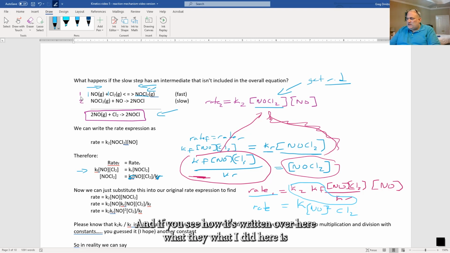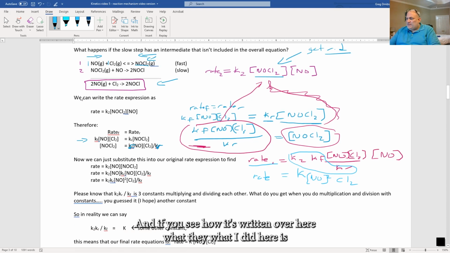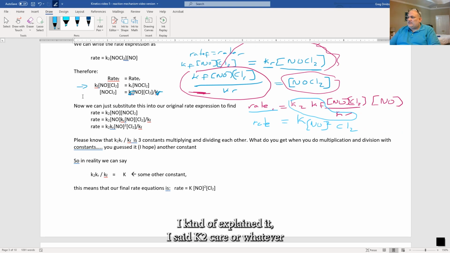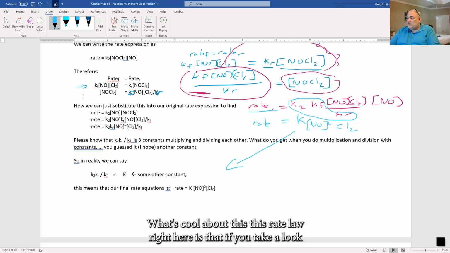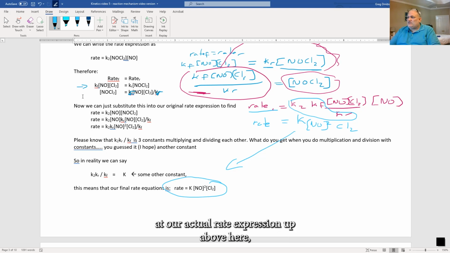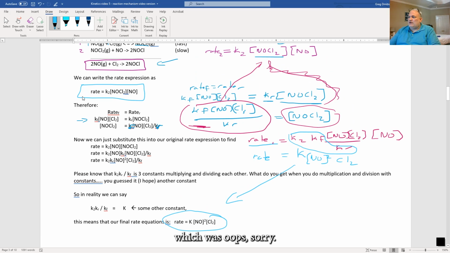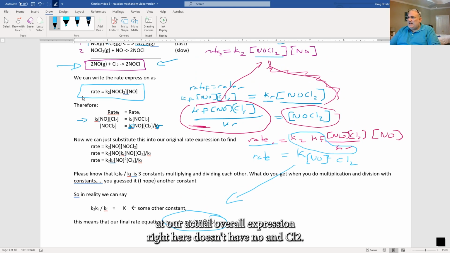And if you see how it's written over here, I kind of explained it. I said K2, Kr, whatever. It's just three constants multiplying and dividing each other. That's what I did with this little circle over here. And you get another constant, K. And that means that our final equation is this. So this right here is this right here. And what's cool about this rate law is that if you take a look at our actual overall expression up above, doesn't it have NO and Cl2?